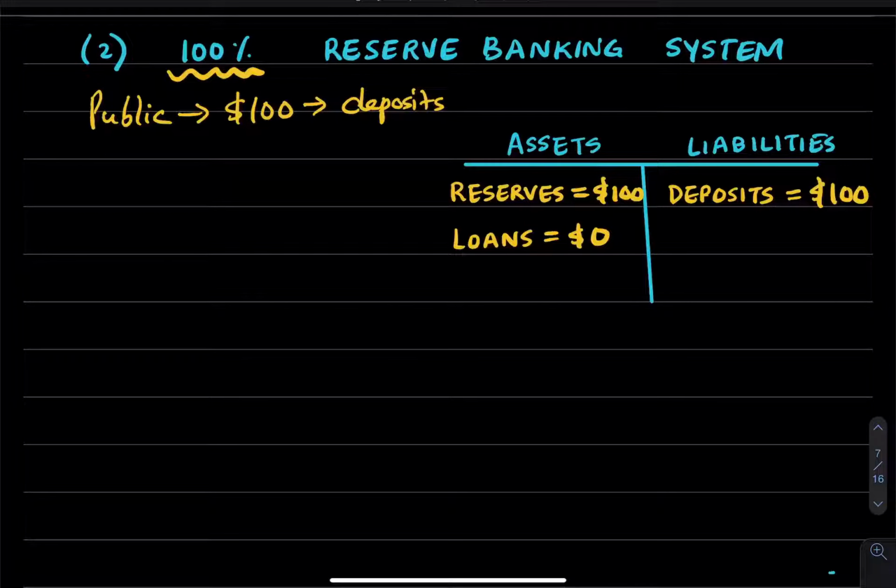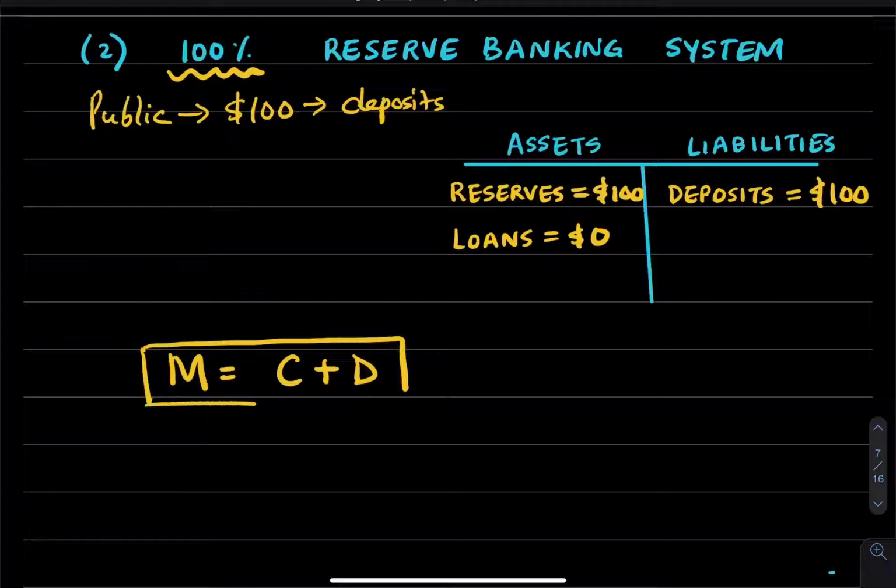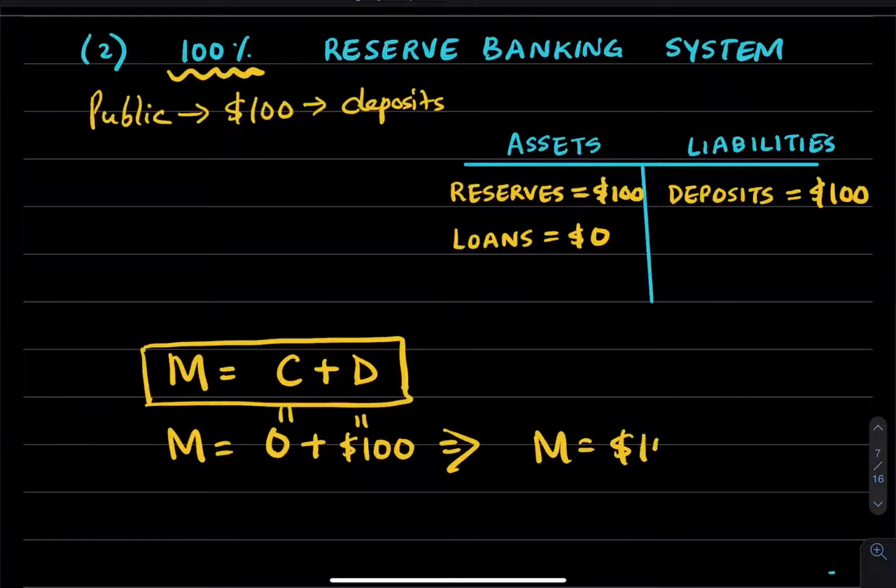So again, we can look at, in this scenario, what is going on with total money supply, which is equal to currency plus deposits. So money equals currency. Well, no one is holding currency because they made a deposit, so this is going to be 0. Plus deposits are $100. Okay, and so money supply equals 100.